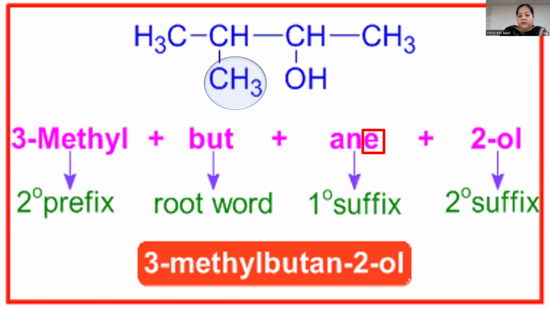As for the numbering of this chain, we can number this chain either from the right or from the left. But the preference is to be given to the functional group, as the functional group is at position number 2 if we count it from the right side. It is at position number 3 if we count it from the left side. So numbering is to be done from the right side, so that ol is at position number 2 and methyl is at position number 3.